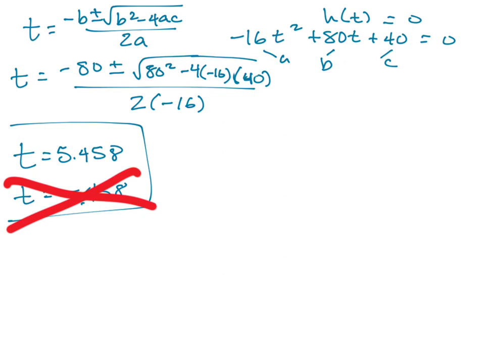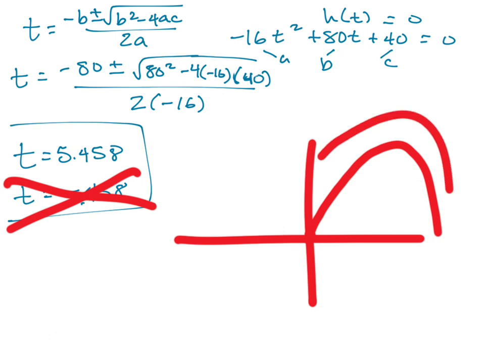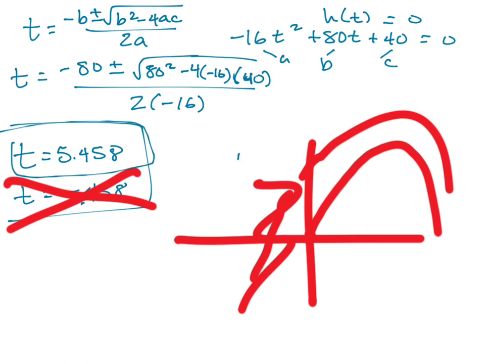Unless we're launching from ground level, in which case my parabola is going to start at the origin and go up from there. But if we're starting from any height on the y-axis, then that time before gets thrown out. We don't use it. Does that make sense? So the question, when does the ball hit the ground, happens at 5.458 seconds.